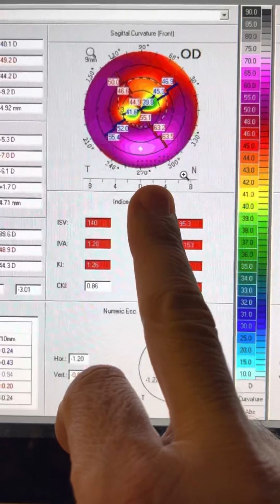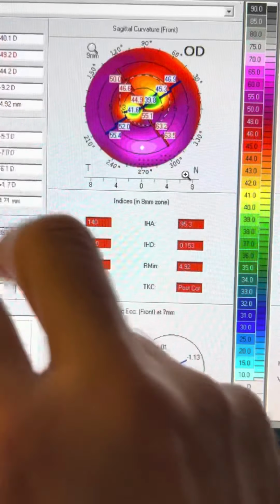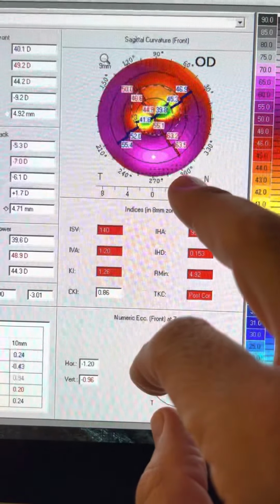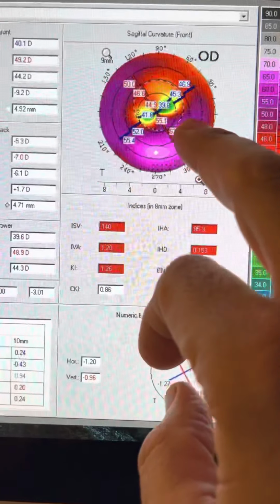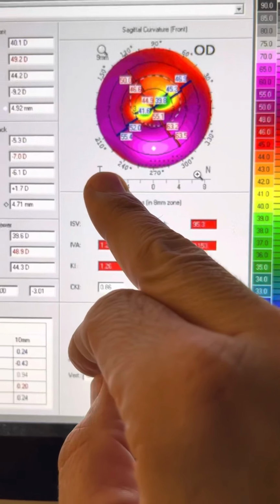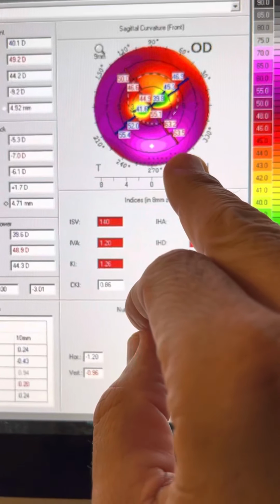The issue here is that we have a lot of astigmatism in the right eye. 9.2 Diopters measured on the Pentacam. But the key thing here, the caveat here, is that this astigmatism is mainly bulging at the graft-host interface. Remember, the Pentacam gives us a 9 mm diameter view of the cornea. The graft is about 8 usually.